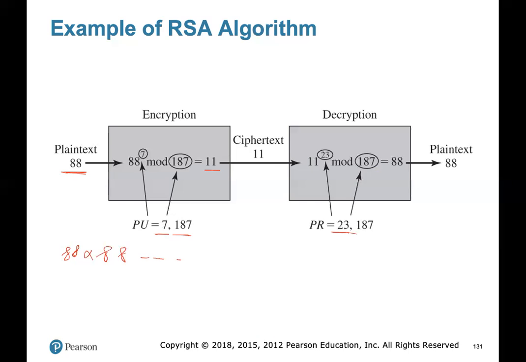Okay, this is the 11 that we send over the channel or over the medium, whatever it is. And then here we are using 11, we are doing the decryption. 11 to the power of 23 mod 187, which again gives us 88. So we encrypt the 88 to 11 here, and we decrypt it to 88 using the private key.